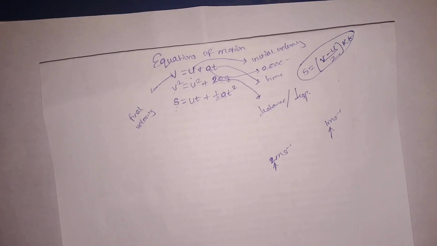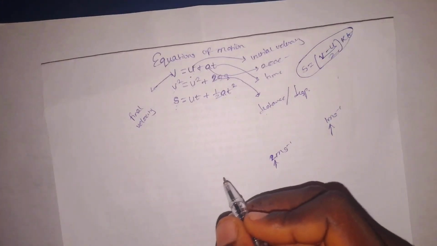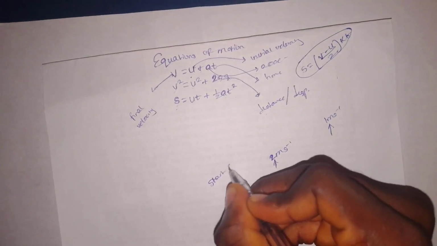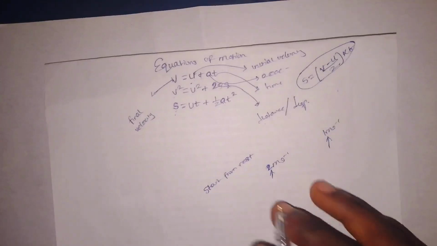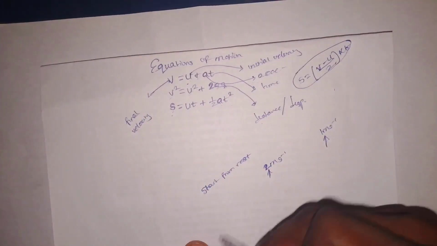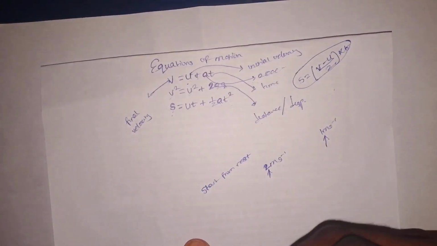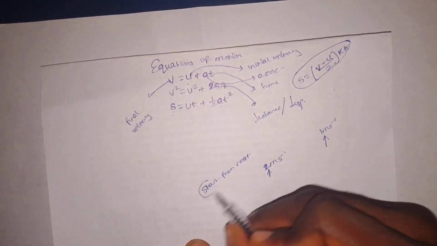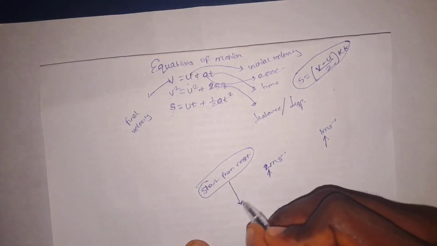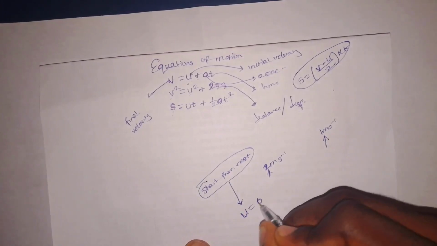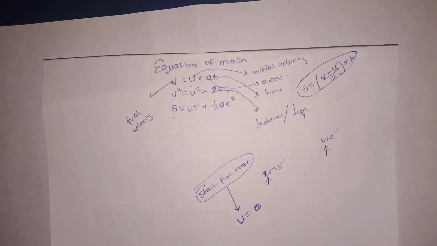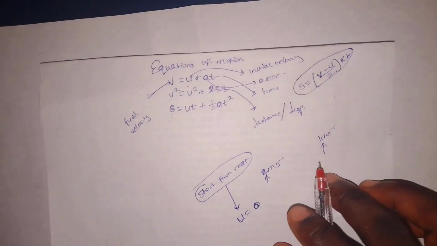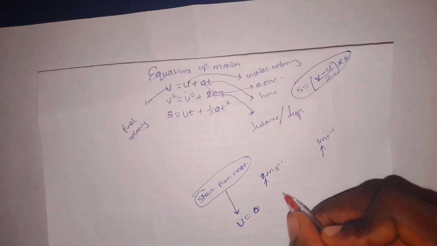If you are given a question and they say a car starts from rest, a train starts from rest, a body starts from rest, when you see this thing start from rest, know that the initial velocity is 0. Please, this is very, very important. Then in the question they tell you that a car comes to rest.